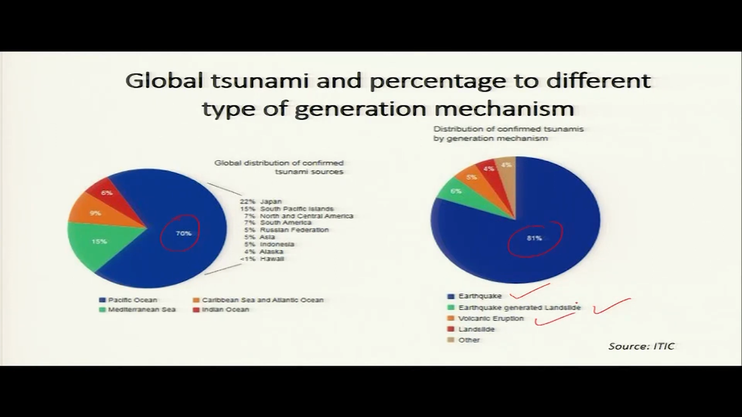As we saw in the recent Anak Krakatau volcanic eruption, a tsunami was generated because after the volcanic eruption a series of landslides occurred in that area, which generated the tsunami in the nearby countries or areas. And 4% is constituted only by landslides, and 4% by other sources, for example meteoritic impact and some other mechanisms.